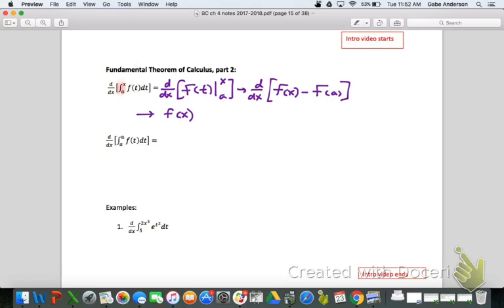The derivative of F of a, well, F is some function. We don't know what it is, but we do know that a is a constant. And so if a is a constant, F of a would be a constant, and the derivative of it would be 0. So we're simply left with f of x for our final answer there, as I mentioned earlier.